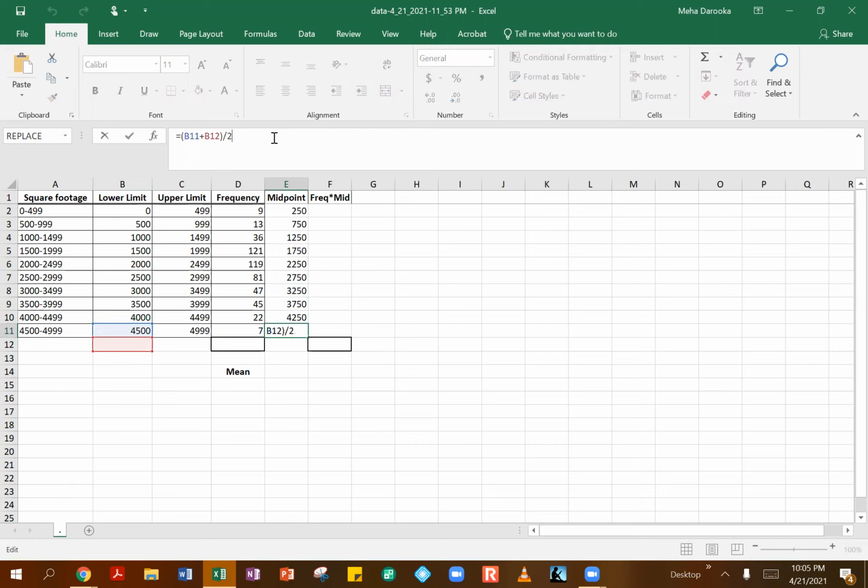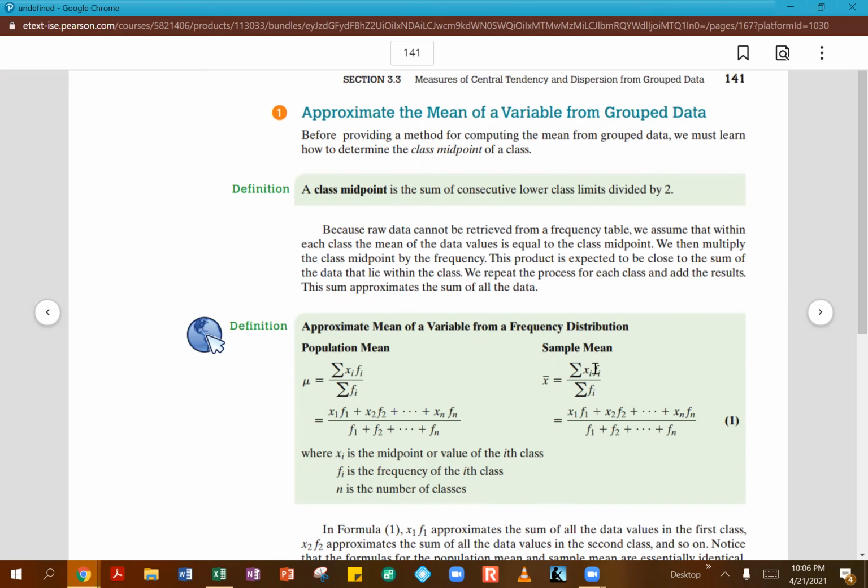Now, the next thing we will need to do is add all of our totals over here. For the numerator, we need to get a total for that column where we multiplied the frequency with the midpoint. And on the denominator, we need a total of the frequency column.